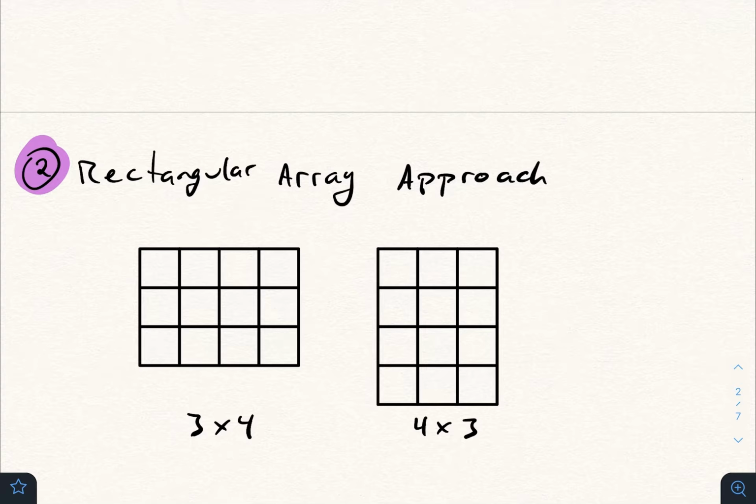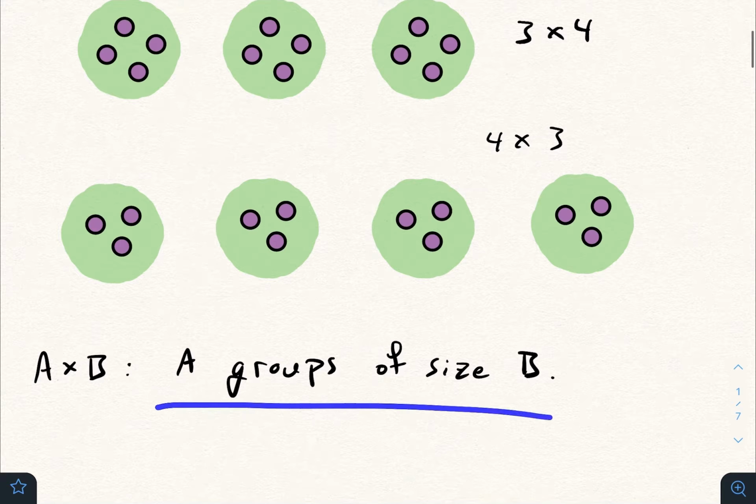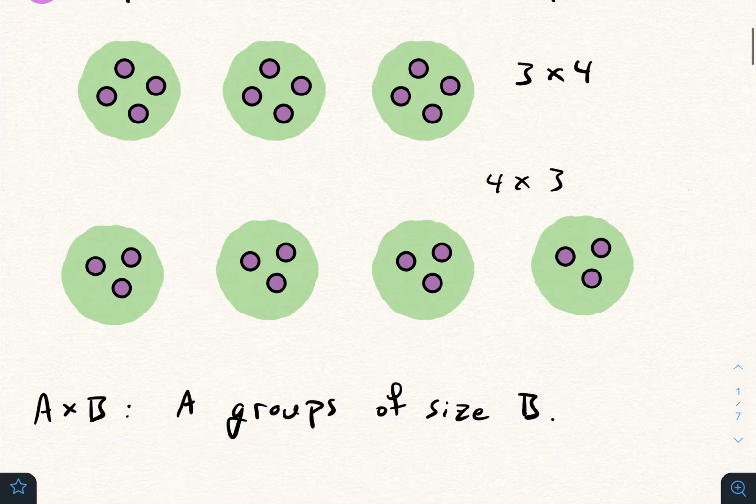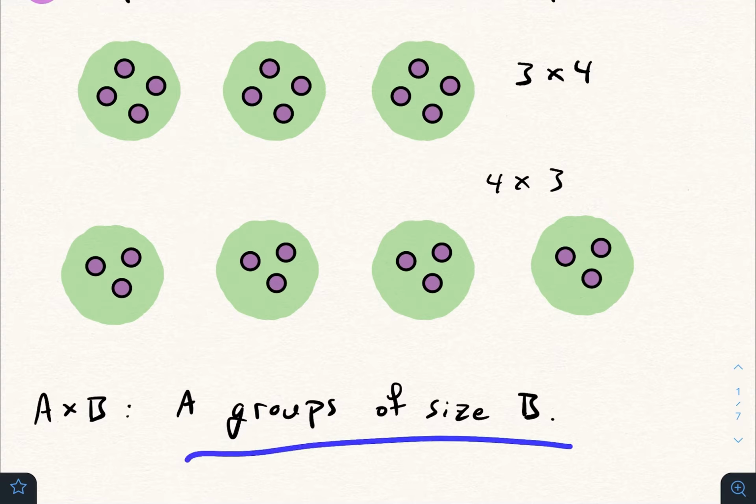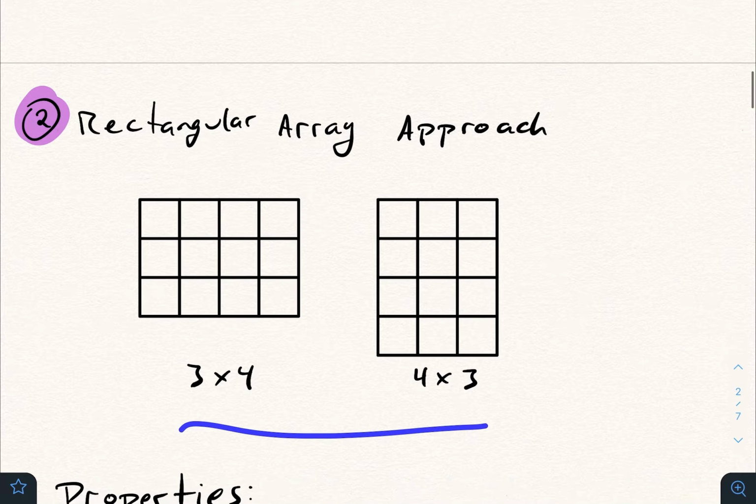So this is visually highlighting the commutativity property of multiplication, meaning that 3 times 4 is the same as 4 times 3, or really for any pair of numbers, A times B and B times A are the same. Whereas this previous view, A groups of size B, tends to be more useful for interpreting multiplication in most problem solving situations. So this one tends to be really useful for applications of multiplication. This one is good for understanding multiplication.